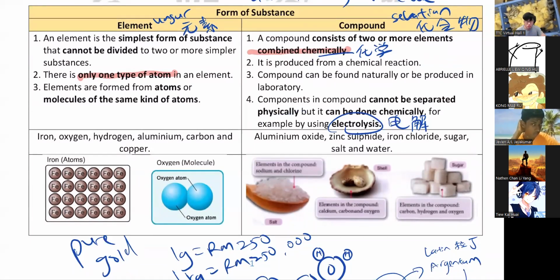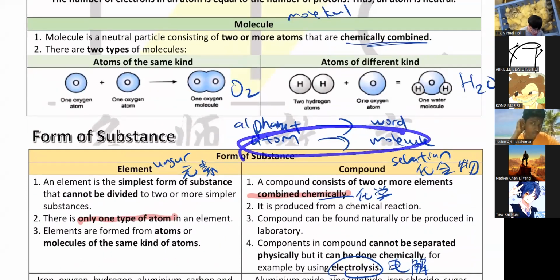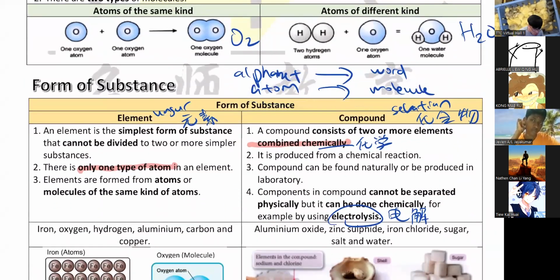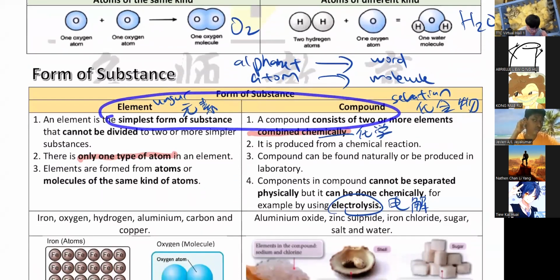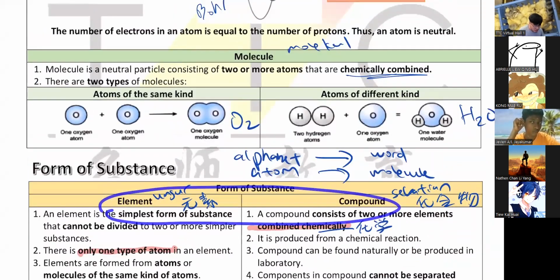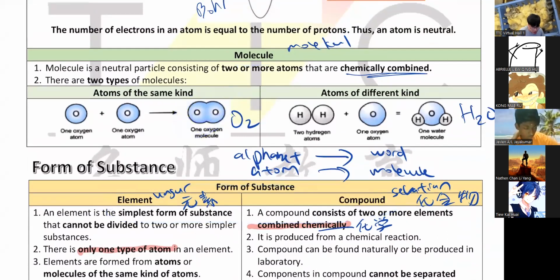So guys, do not confuse. Atoms and molecules have nothing to do with elements and compounds. They are two different things. Like you see, oxygen molecule, they only consist of oxygen atoms, right?